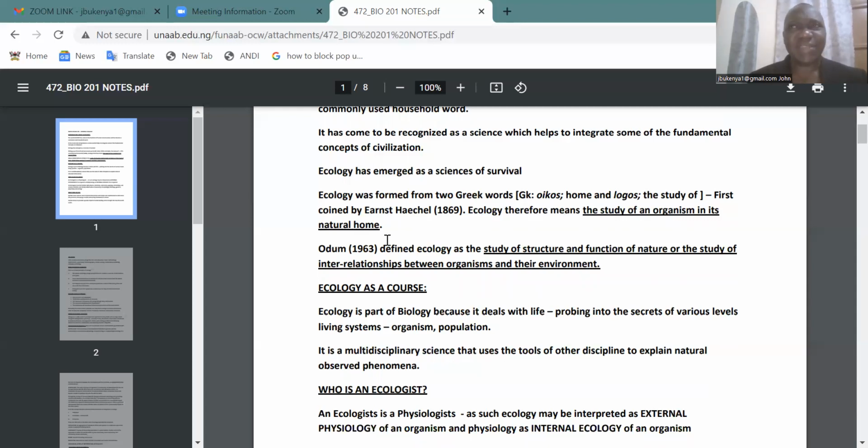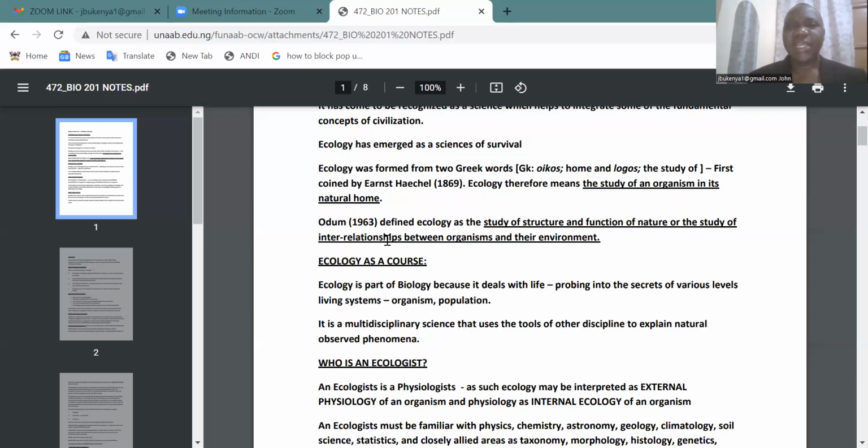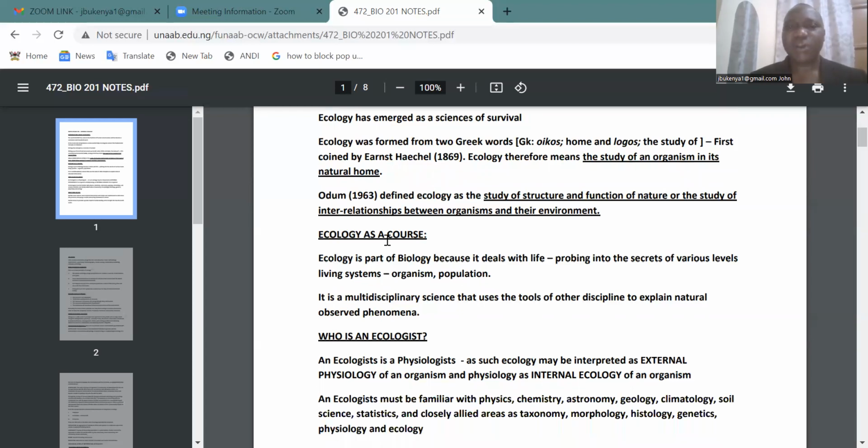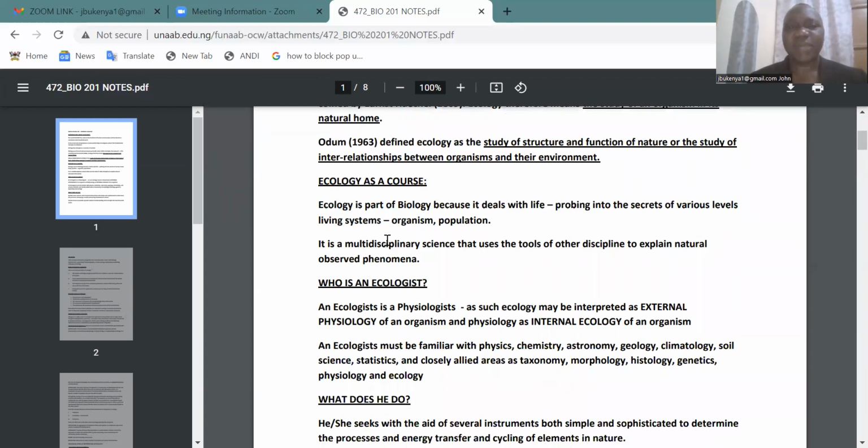In 1963, Odum comes up with another definition that ecology is the study of the structure and function of nature, or the study of interrelationships between organisms and their environment.